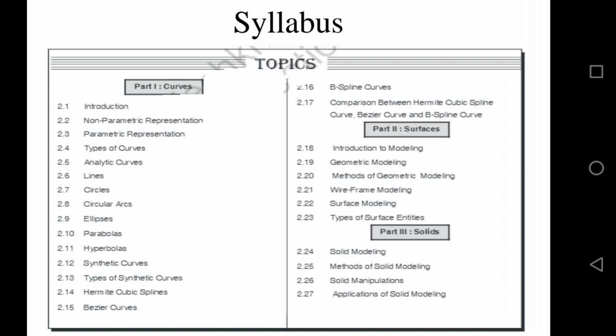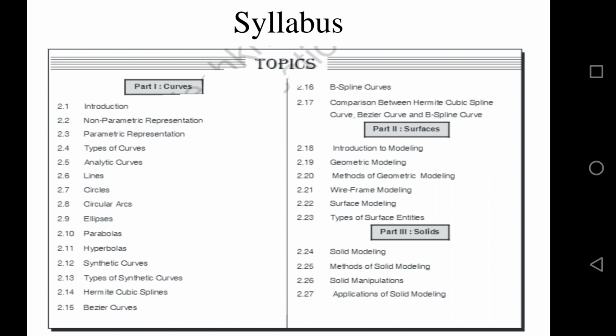Mainly, the second unit deals with three parts. The first one is wireframe entities, the second one is surfaces, and the third one is solids. Wireframe entities are simple two-dimensional entities, and a surface is also a two-dimensional entity, but it has some area. A solid has a volume, a three-dimensional entity.